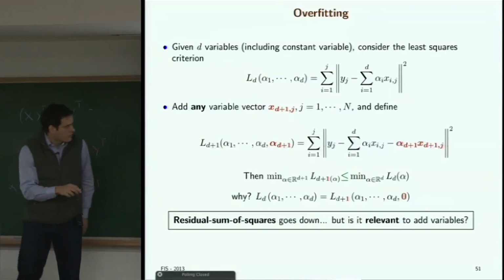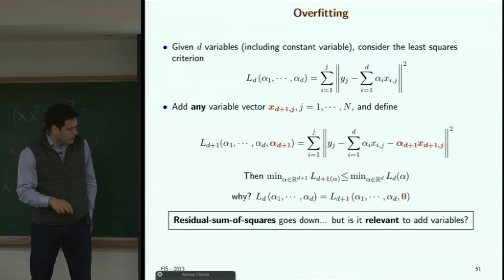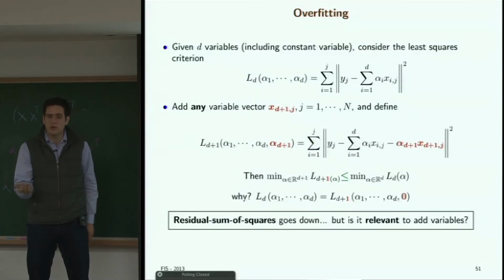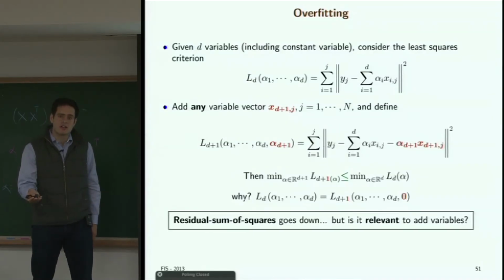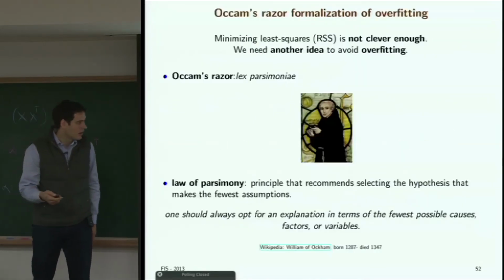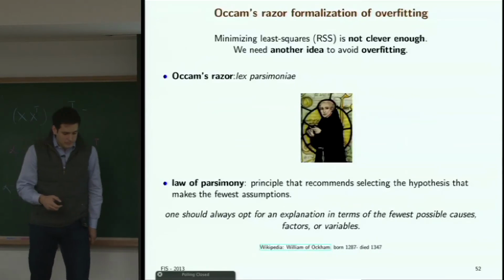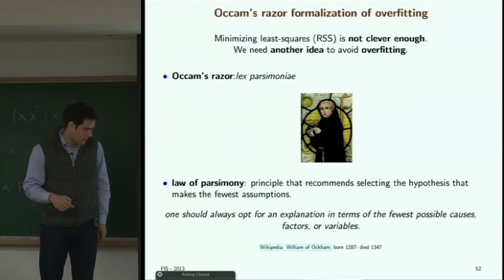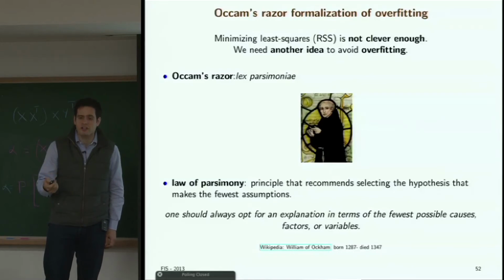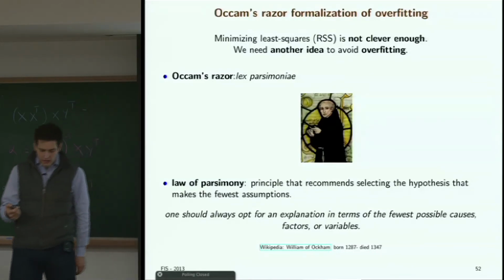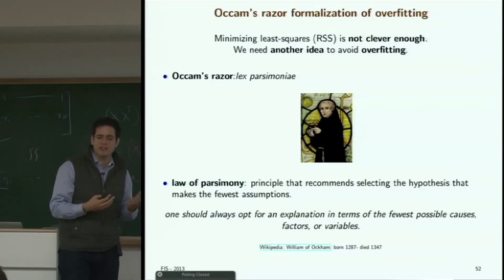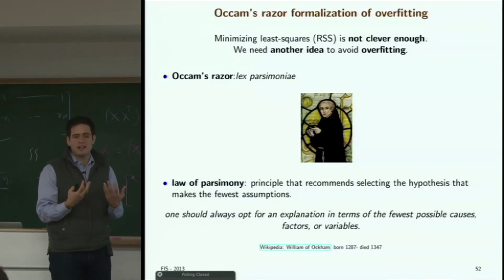So this sum, the least squares, or the residual sum of squares, goes down, has to go down if I add a variable. It will always go down. So the question is, is it worth it? Is it relevant to add a variable? And this is when we need something more than just least squares. And the thing more than least squares is basically an idea of regularization, or people also formulate it as the idea of Occam's razor.